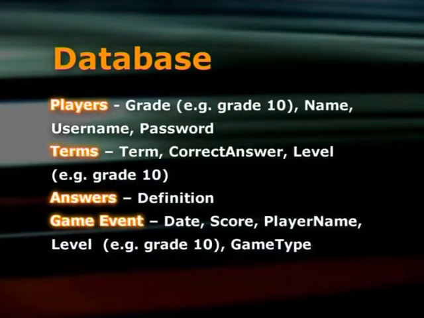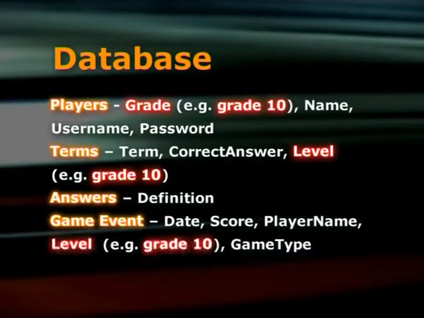Grade 10, or the level at which a game is played, is not a natural attribute of player, terms, or game event. Also, it shows that we have 3 different places to store the same kind of data. Another table is needed, which we can call level. A table can contain only one field if the application requires it. We must remove the grade and level fields from the other 3 tables.